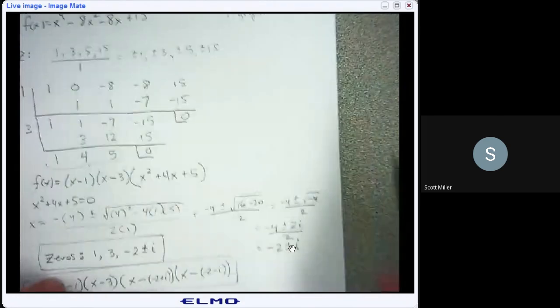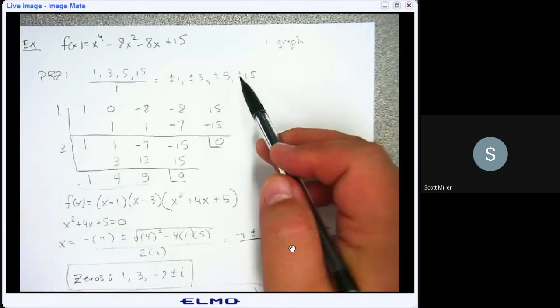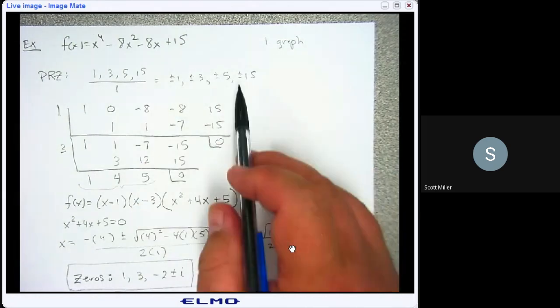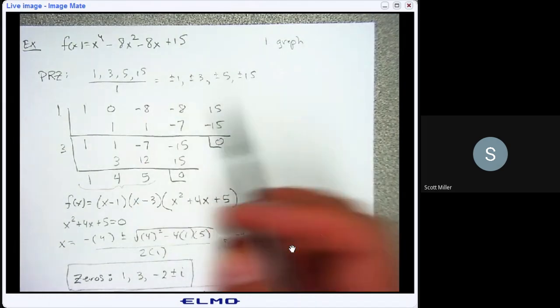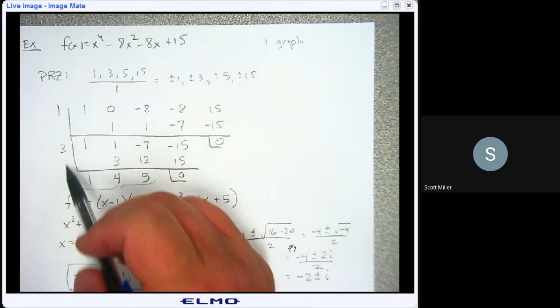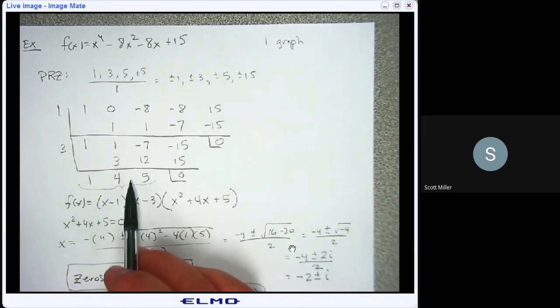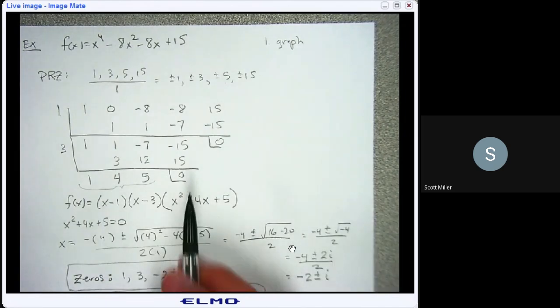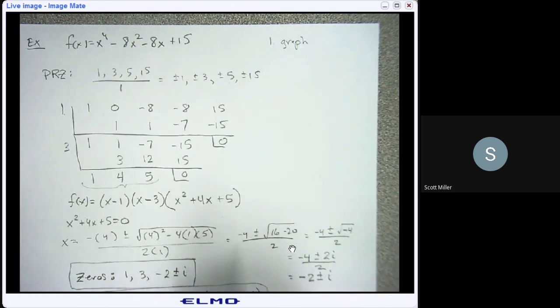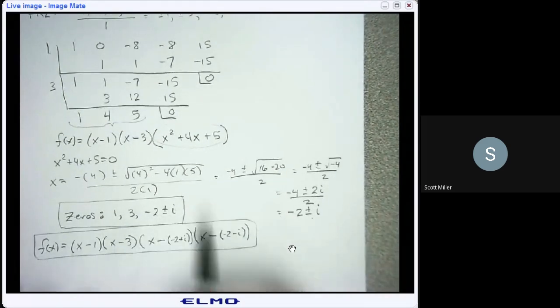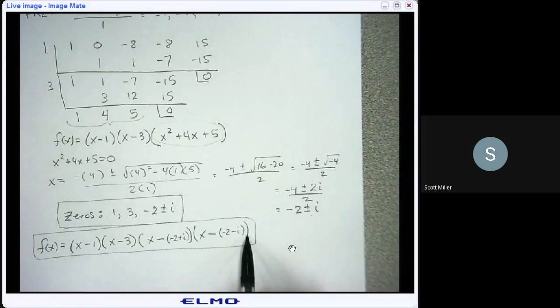So graph it on the calculator, do your PRZ, compare the graph with the PRZ to find some possible rational zeros, integers. Okay, do the integers first. Do synthetic division to confirm that they are indeed zeros. Get it down as far as you can. You'll know from the graph and the number of zeros if you're going to have complex zeros or not. And take the one that's going to produce complex zeros, solve it using the quadratic formula to find the two zeros. List all your zeros, write it in factored form completely.